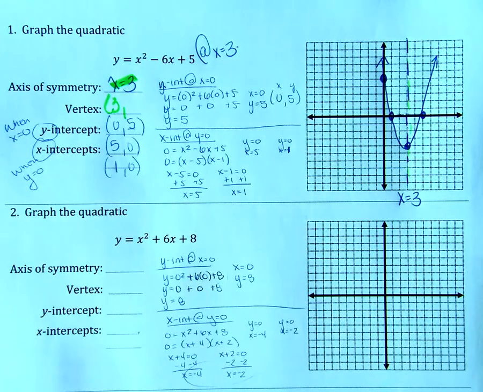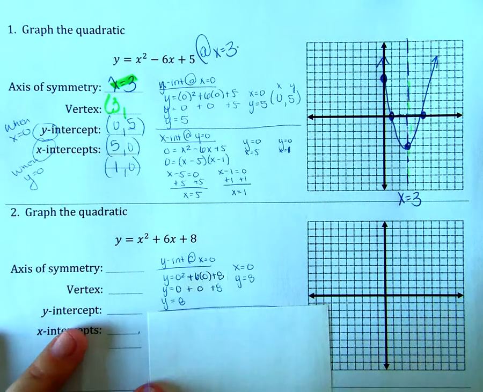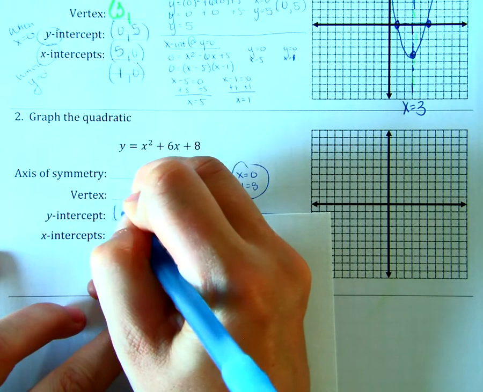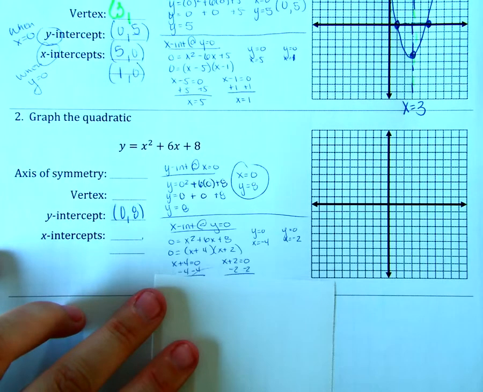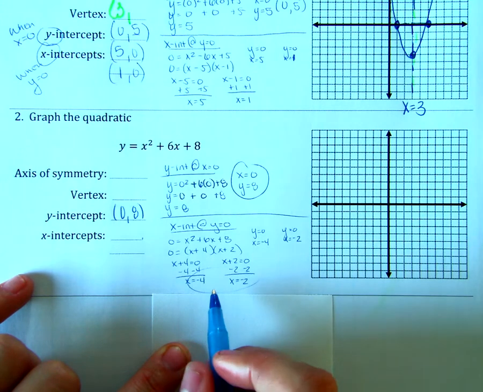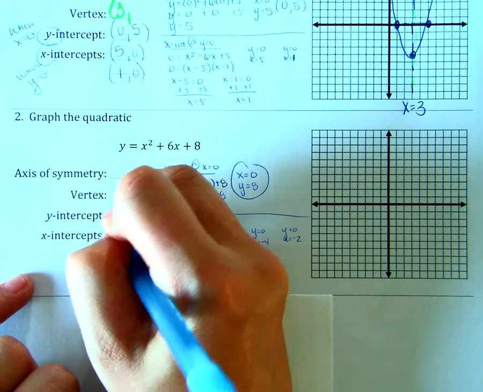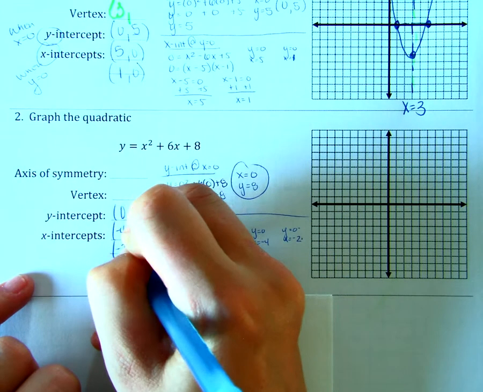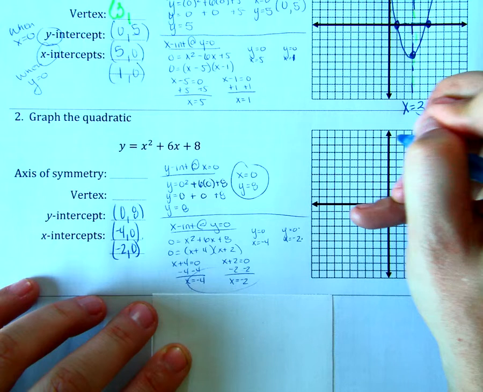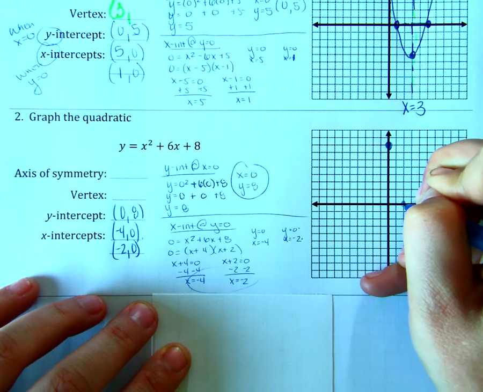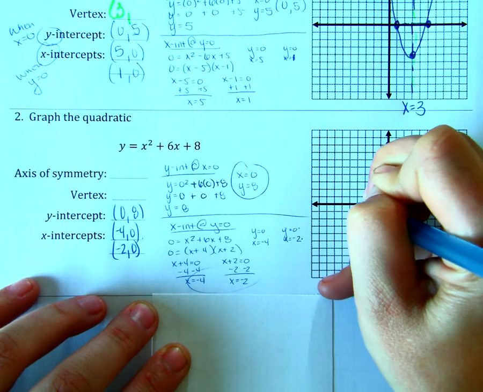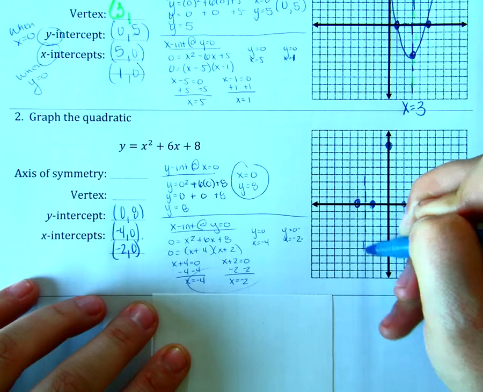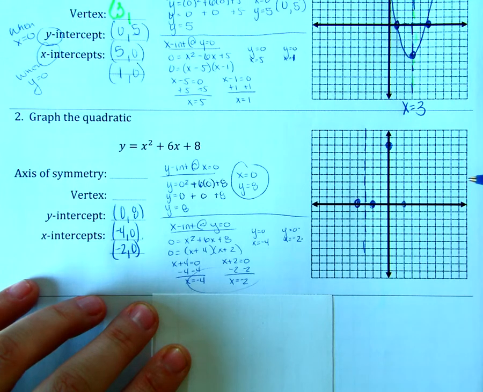So, again, I went ahead and already solved for my y-intercept. My y-intercept is 0, 8. My x-intercepts are, if you need to, pause the video to see my work, negative 4, comma 0, and negative 2, comma 0. Graph those points. By looking at my roots, I should know that my axis of symmetry is going to be here. But let's verify it with the math.